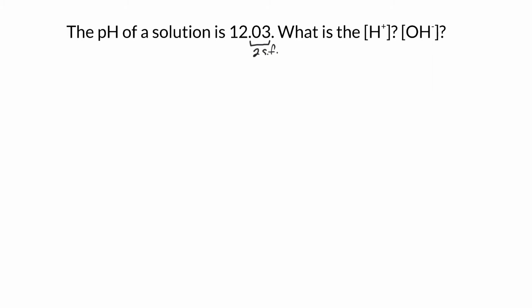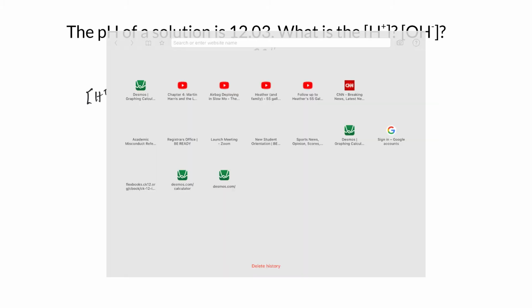Here's my formula. Hydrogen ion concentration is equal to 10 to the minus pH. So it'd be 10 to the minus 12.03. Okay, let's try decimals again. Browser. This guy.